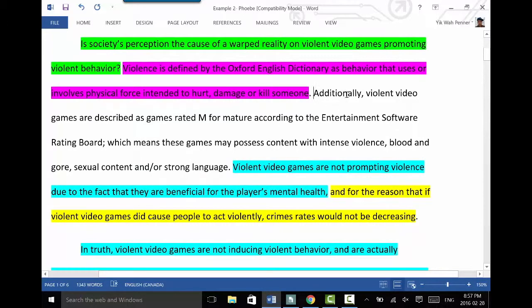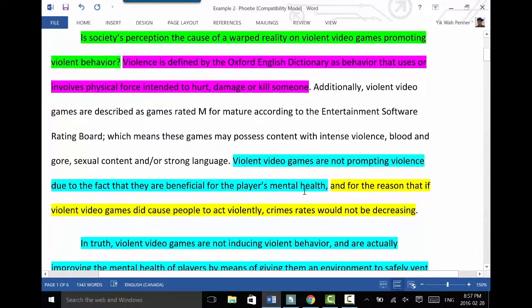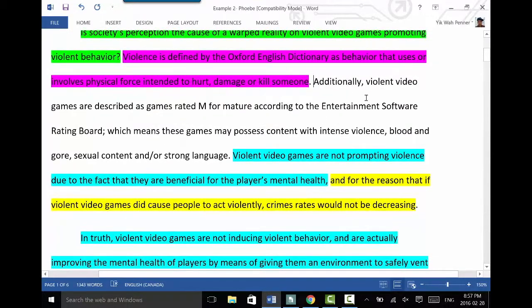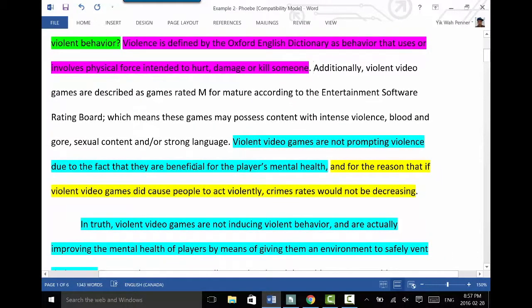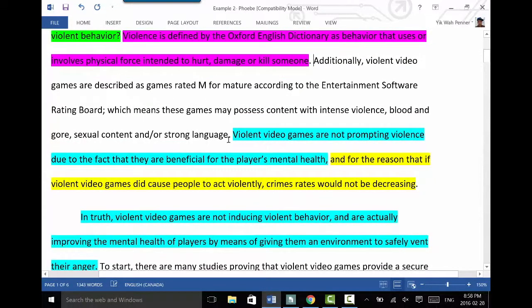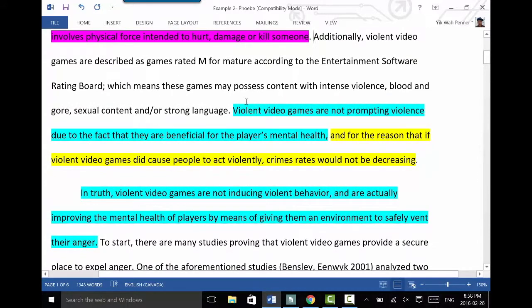Here you have some filler sentences that will link your definition to the points you're going to make. So she states, additionally, violent video games are described as games rated M for mature according to the Entertainment Software Rating Board, which means these games may possess content with intense violence, blood, gore, sexual content, and/or strong language. Okay, so this is just giving you some more background information about how things are defined in the real world.